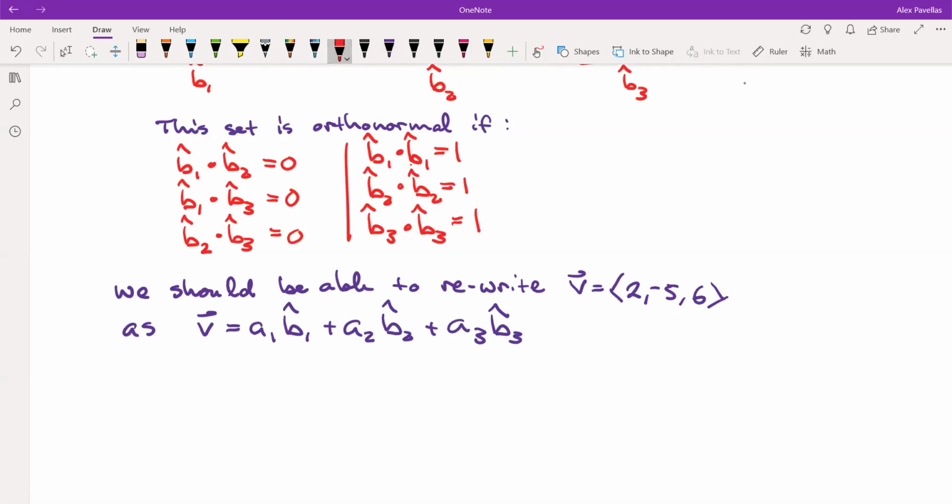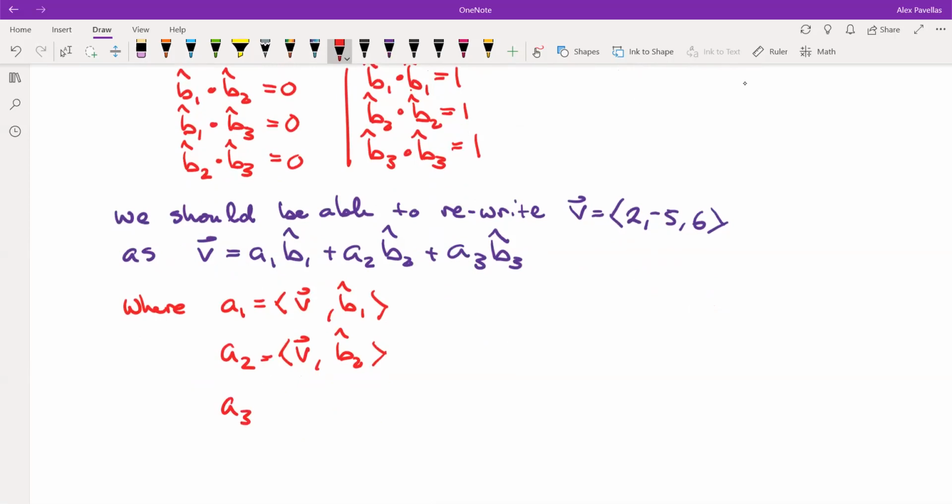And the way we figure out these constants is, a1 would be the dot product of v with b1 hat, a2 would be the dot product of v with b2 hat, and a3 should be the dot product of v with b3 hat. Notice I'm writing it as this more general inner product instead of a dot product. We're going to move to this notation when we're dealing with the inner product, the equivalent of a dot product for functions. Okay, so let's see how this works.